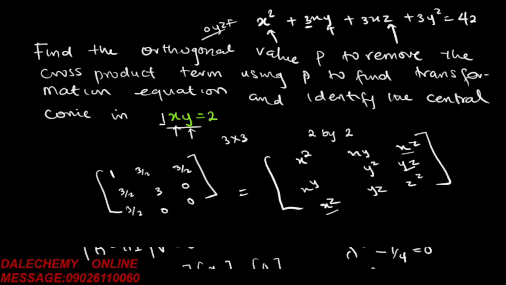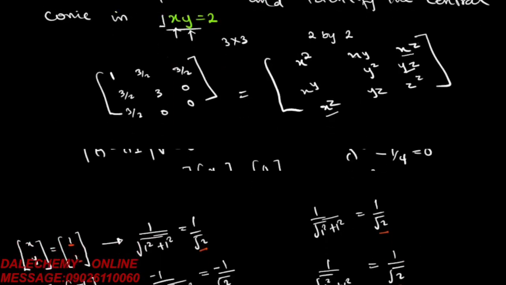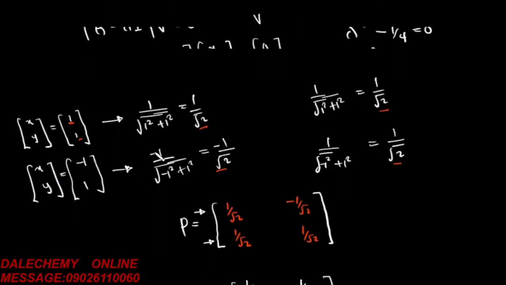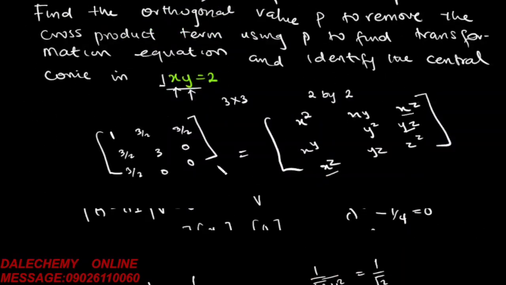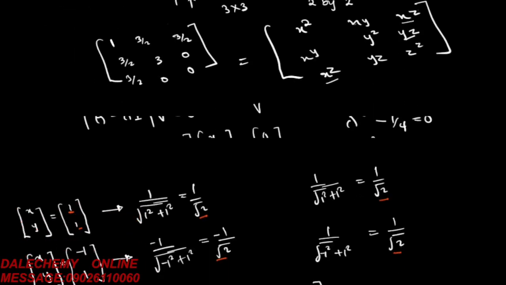So this is the 3 by 3 matrix. After you find it, you're going to find its eigenvectors. After you find the eigenvectors, you have to normalize. After you normalize, you find the matrix P, and after you find the matrix, you now find the transpose. After you find the transpose, you find the new matrix, which is the product of the transpose, times the A you have here, then times the P. Alright, so that's how you get your matrix.